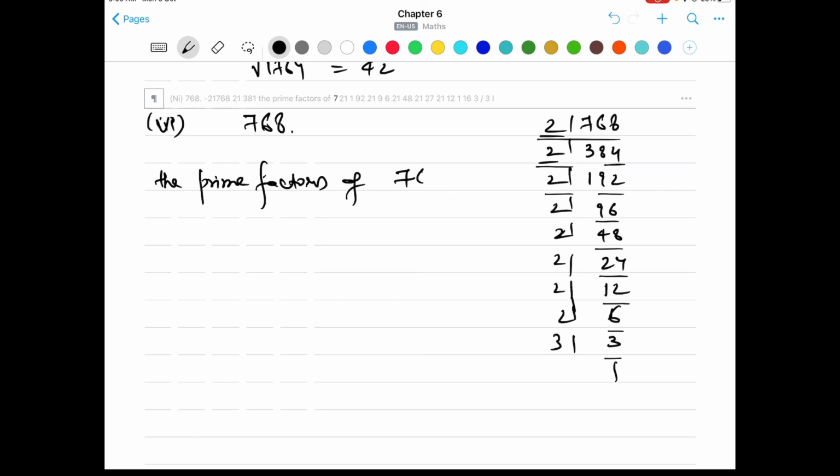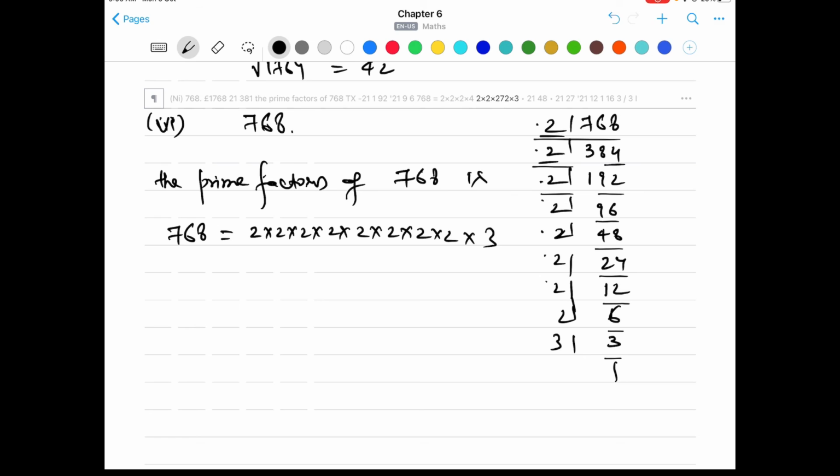So the prime factors of 768: write the number here, 768 equals, count the numbers, 1 2 3 4 5 6 7 8. So we have 8 times 2, that is 2 into 2 into 2 into 2 into 2 into 2 into 2 into 2, and then we have 3. Now let's make pairs. We got one pair of 2, another pair of 2, another pair, another pair, but we are not getting a pair of the number 3. So definitely the given number is not a perfect square number.